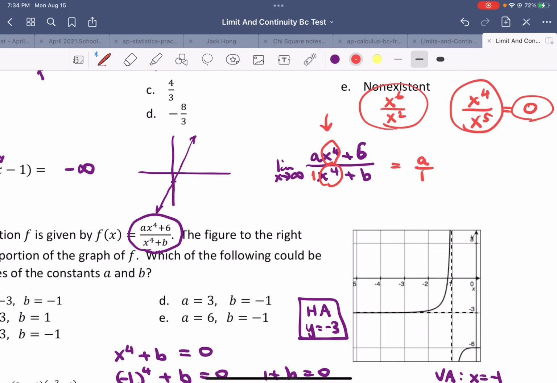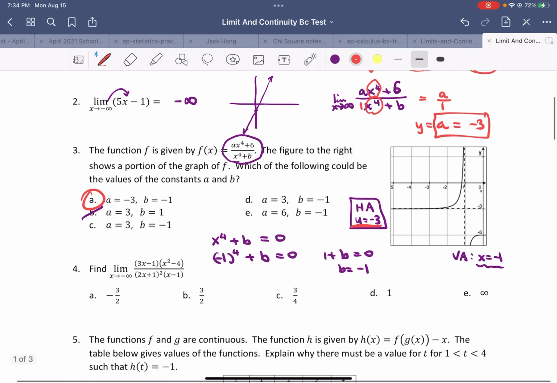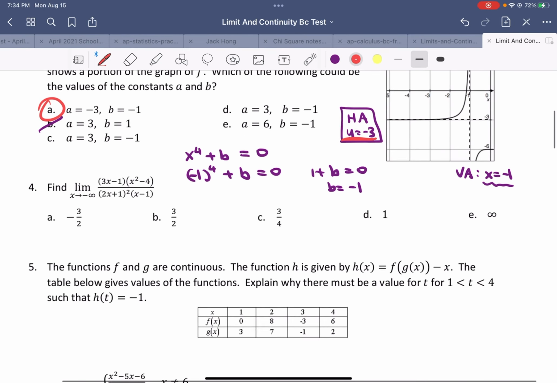Keep that in mind. So in this one, y equals a is the horizontal asymptote, but we know that y equals negative 3 is the horizontal asymptote. So a is negative 3. That's the value. If you look at the answer choices, that will be the answer. Now number 4.